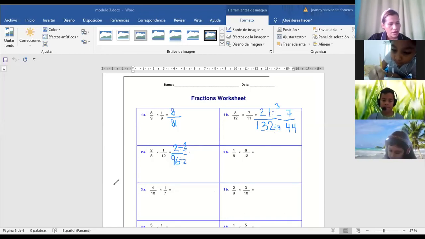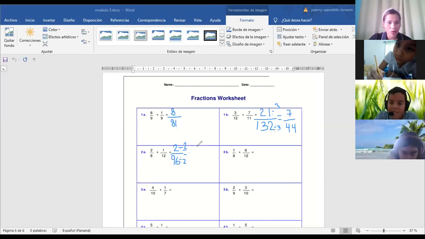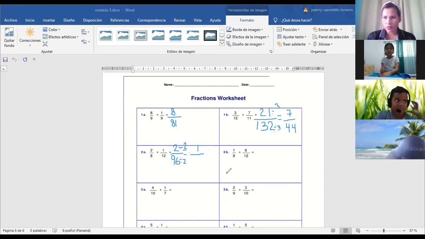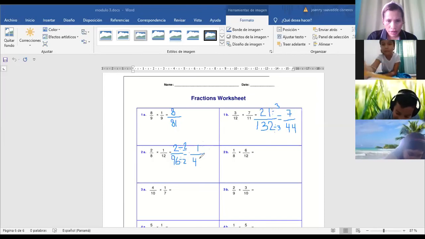So Irving, 2 divided by 2, 2 divided by 2. 1, of course, over 96 divided by 2. Who can tell me 96 divided by 2? 96 divided by 2 is 48. Excellent, very good. 48. I didn't know that.